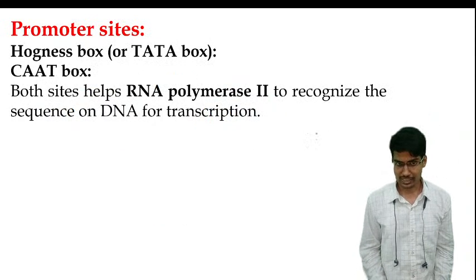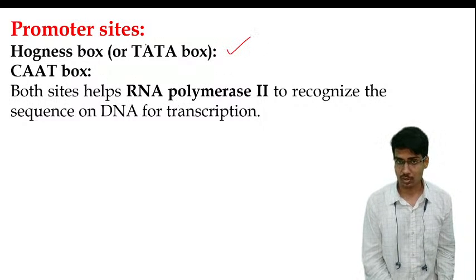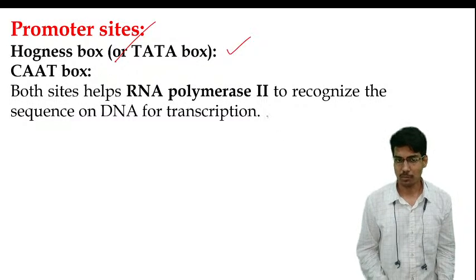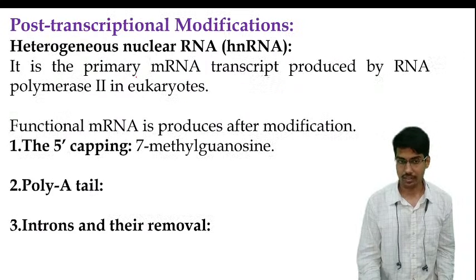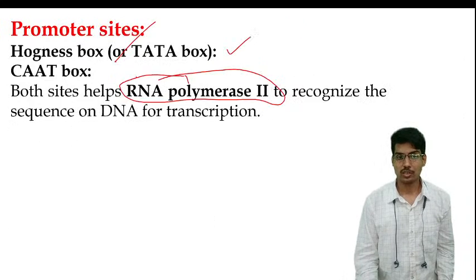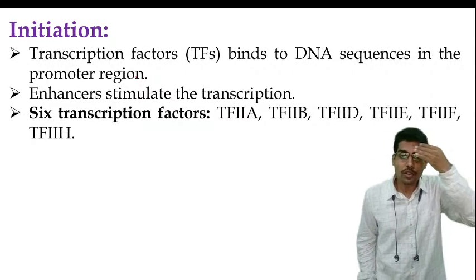Okay, so let's see what the promoter sites are in the case of eukaryotes. These are the Hogness box, also called the TATA box, and the CAAT box. Both of these sites are helping RNA polymerases to bind. So this is the only limited part we know about, that is the initiation part, how it is initiated.